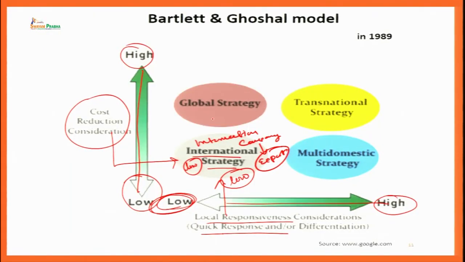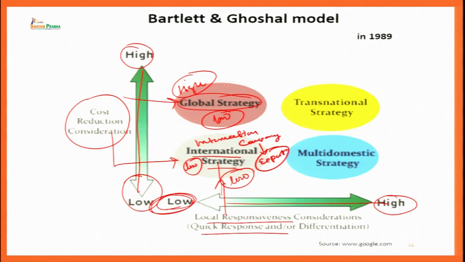Another one, just above the international strategy, is the stage of the global strategy. Here the situation is quite similar. Local responsiveness pressure is low, but the cost reduction pressure now becomes high. That means you can offer what you want to, but the price should be controlled. It should not be so costly that it becomes unaffordable for the customer to bear.